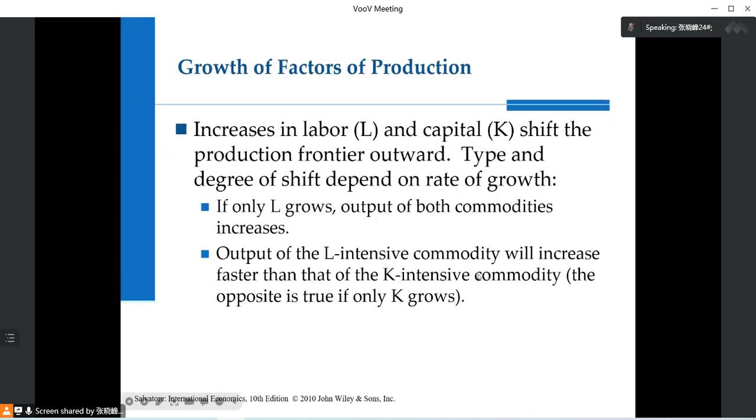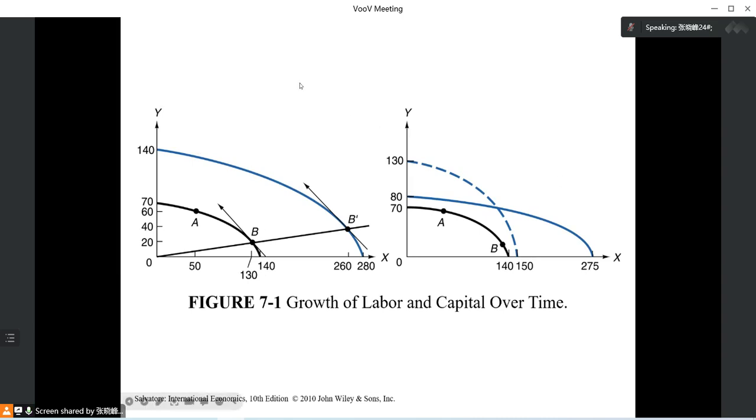Here are the two figures. Here he explains the growth of labor and capital over time. After class, I will upload these two figures in our WeChat group.